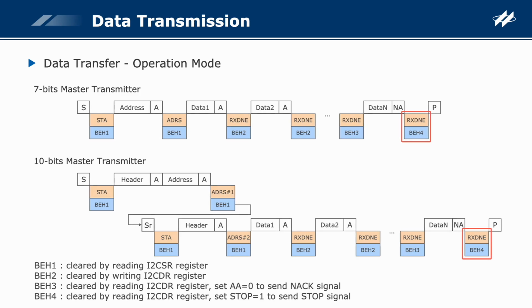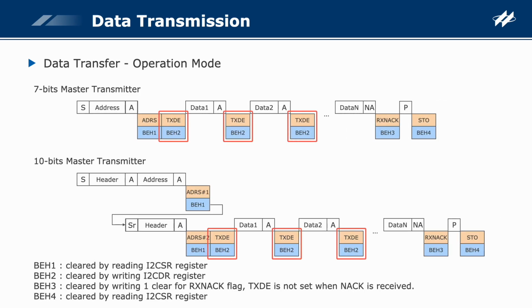In the slave transmitter mode, before transmitting data, the slave must first write the data to the TX buffer. If the TX buffer is empty, the TXDE bit is set to 1, which results in the SCL line being held at a logic low state. Writing data into the TX buffer will clear the TXDE bit to start the data transfer.